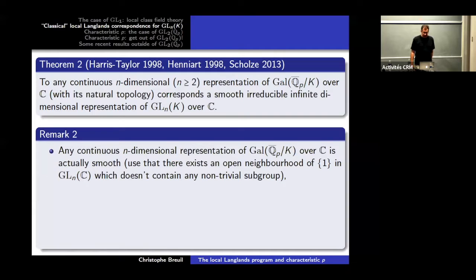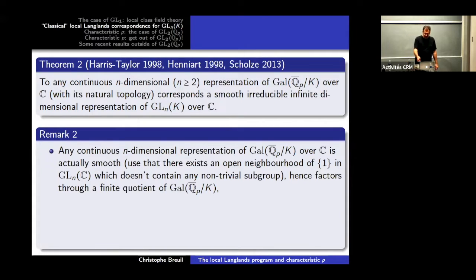In fact, you can prove that any continuous n-dimensional representation of GLN of Galois QP bar over K over C is actually locally constant, smooth. Because the topology of the Galois group doesn't mix with the transcendental topology of C. The argument, if you're curious, is that there's an open neighborhood of 1 in GLNC equipped with its transcendental topology that doesn't contain any subgroup apart from 1 itself. So if you use this, you can easily see that if you are continuous, you must be locally constant.